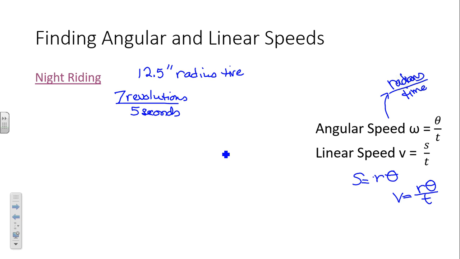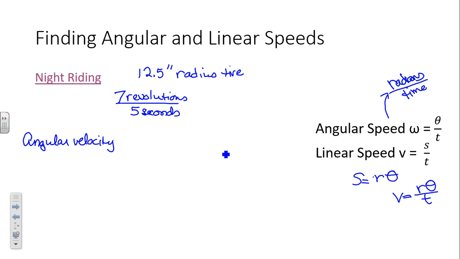Okay? So we want to find his angular velocity. Okay? And then we want to find his linear velocity. So to find the angular velocity, we need to take this revolutions per second and change it into radians per second. How many radians are there in one revolution? 6.28, or otherwise known as 2 pi.